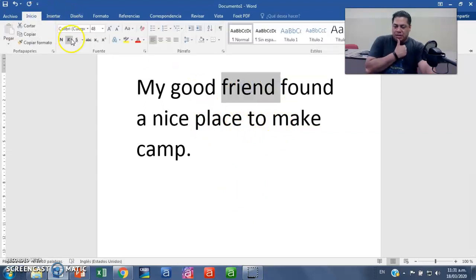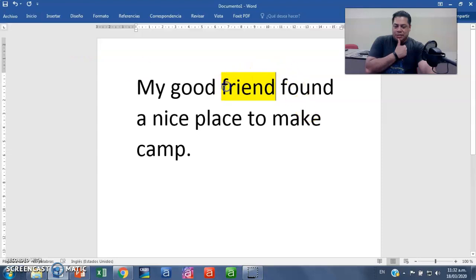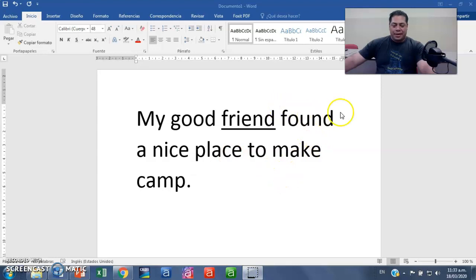That's why I know this is a noun. So I come here and I'm going to underline it. No, that's too ugly. Give me a second. Okay, I'm going to underline it. Oopsie daisies. I'm going to underline this. Give me a second, people. Okay, there we go. There's friend, it's underlined. I know it's a noun because I can make it plural, as I told you.